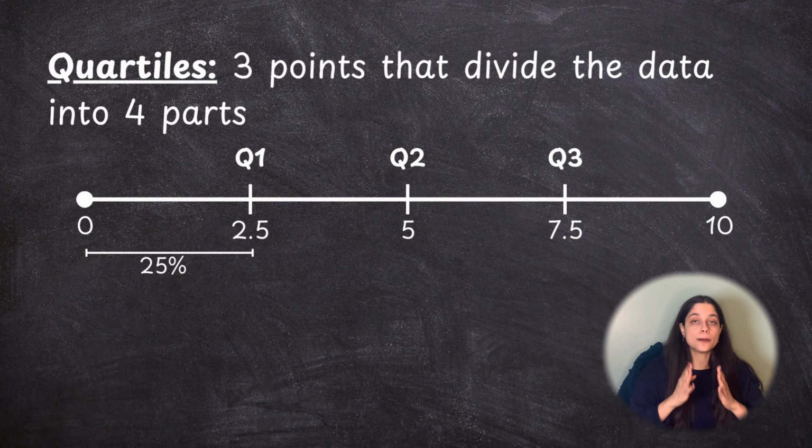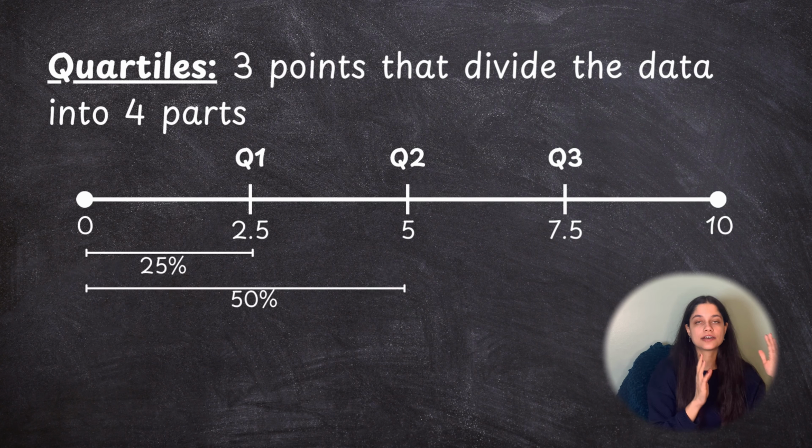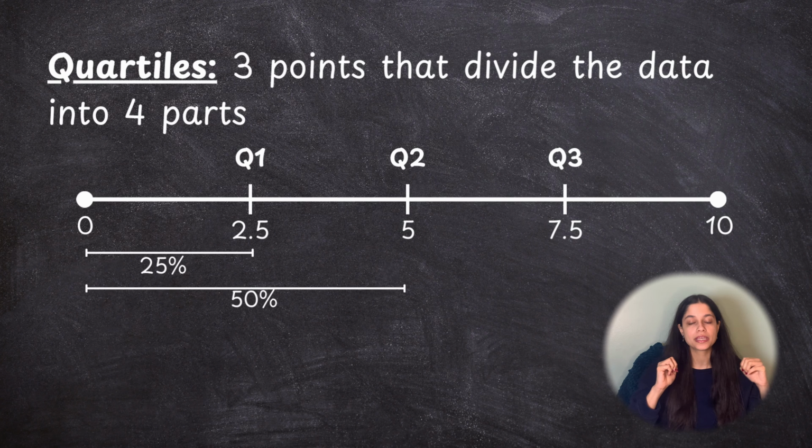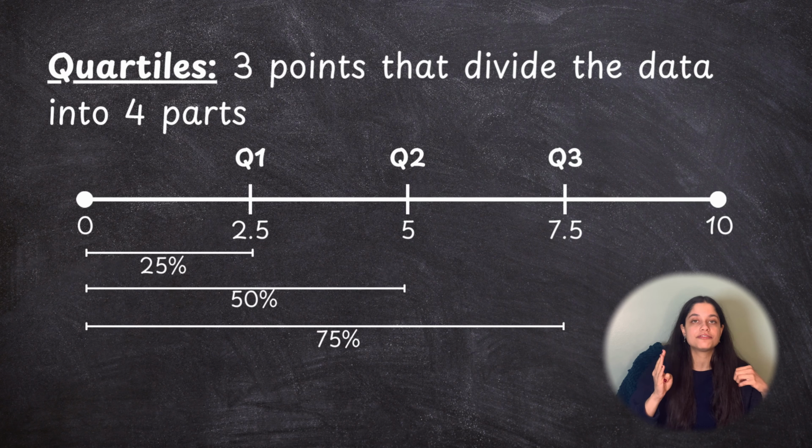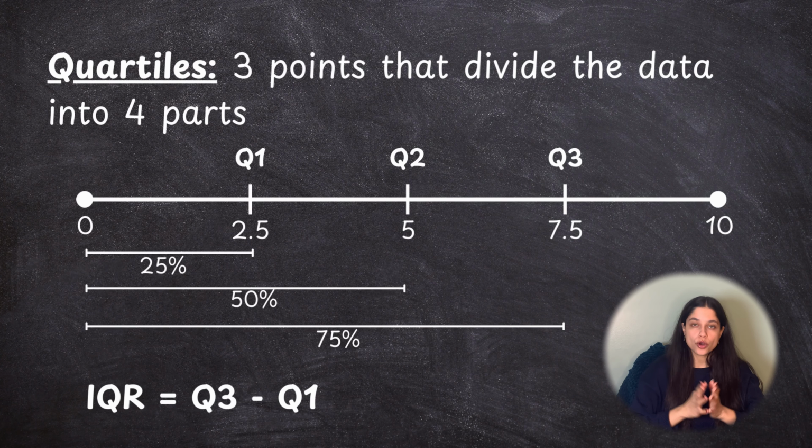Quartile 2 is the midpoint of the data set. It's also the median of the data set, and that's where 50% of the values in the data set lie below the quartile 2 value. And then quartile 3 is the value where 75% of the values in the data set lie below the quartile 3 value. So the interquartile range is just the difference between quartile 3 and quartile 1. And that gives you the range of data in the middle of your data set.